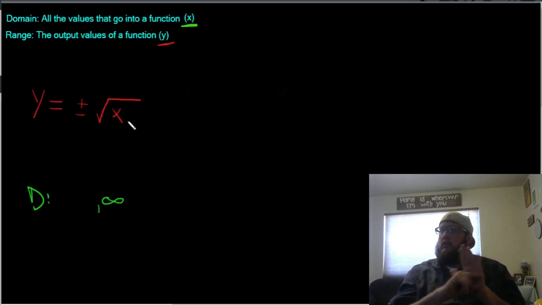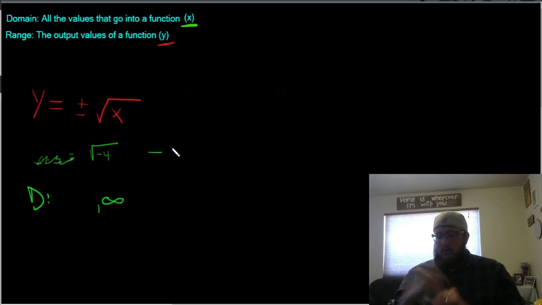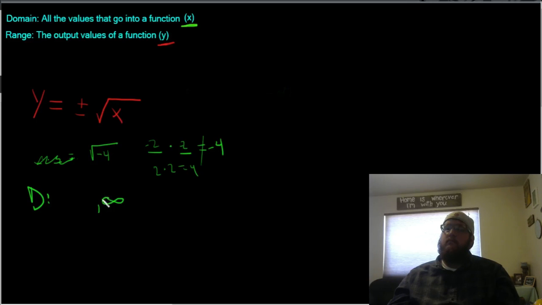But when we look at negative numbers, we can't actually take the square root of a negative number. For example, -4. There isn't some number we can take and multiply by itself to get -4, because -2 times -2 is 4, not -4, and 2 times 2 is 4, not -4. So there is no number we can multiply by itself to get -4. So negative numbers actually become an issue when we're talking about square roots. So the domain is going to go from 0 to infinity.